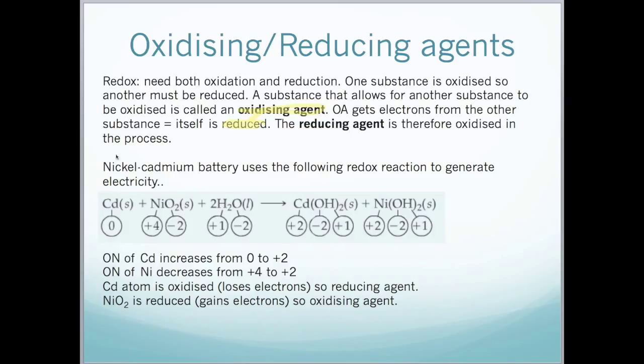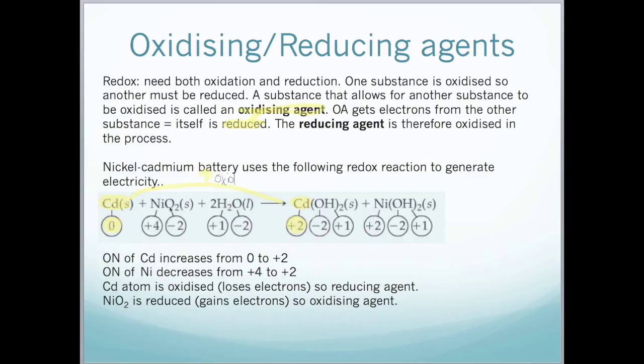I have an example of a nickel-cadmium battery which uses a redox reaction to generate electricity. So when we start off with solid cadmium, it has an oxidation number of 0. And after the reaction, cadmium has an oxidation number of plus 2. Because the oxidation number increases, it means that cadmium has been oxidized.